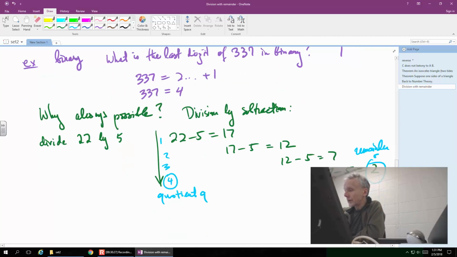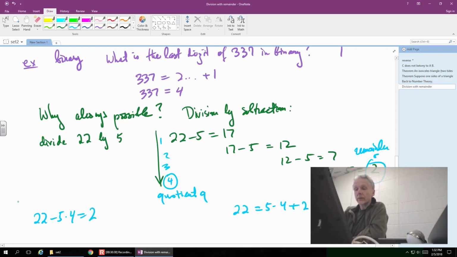So we could write then that 22 is equal to 5 times 4 plus 2. So 22 minus 5 times 4 is equal to 2, right? That's what we have accomplished. And then the final representation is 22 is equal to 5 times 4 plus 2. Okay? So 2 is the remainder of 22 divided by 5. So that is pretty much how it works. It's called the Euclidean algorithm.